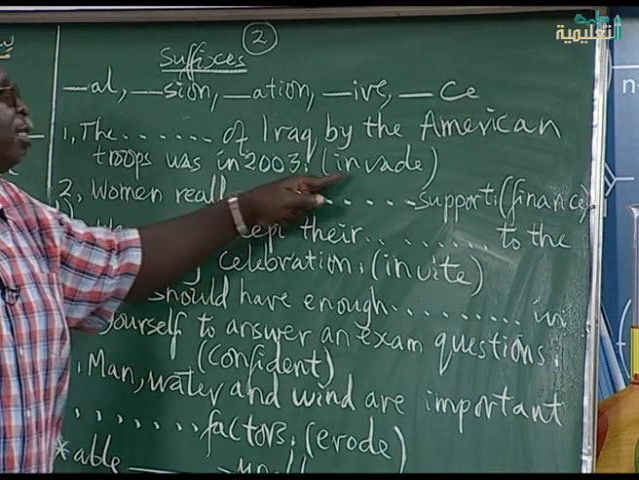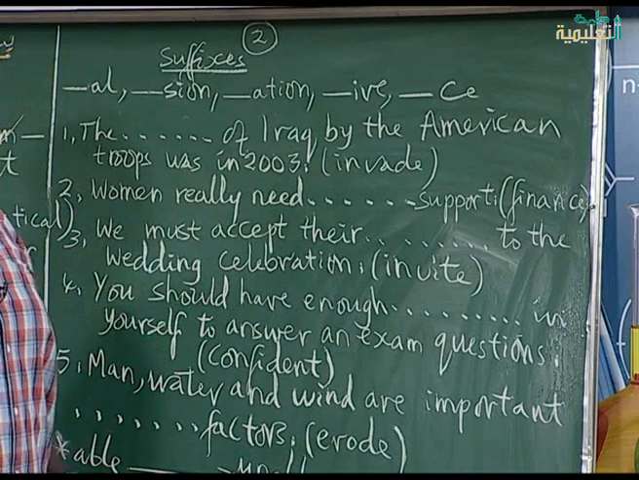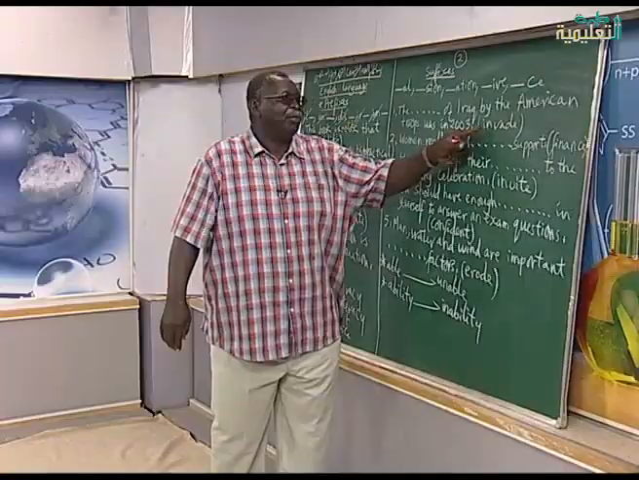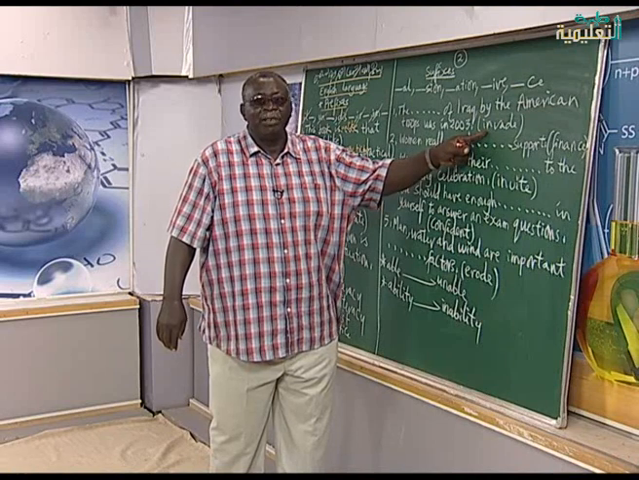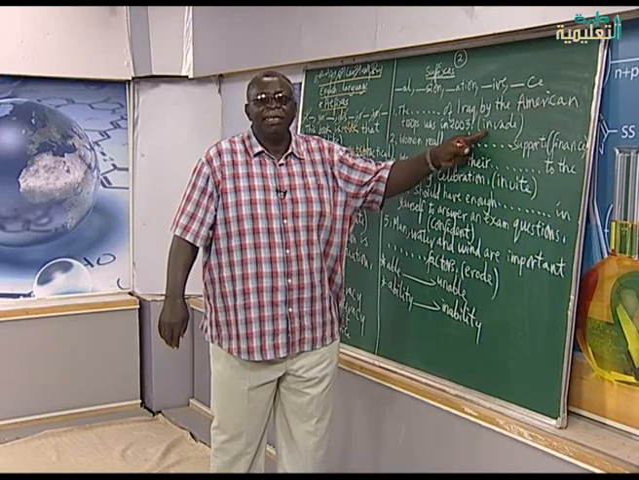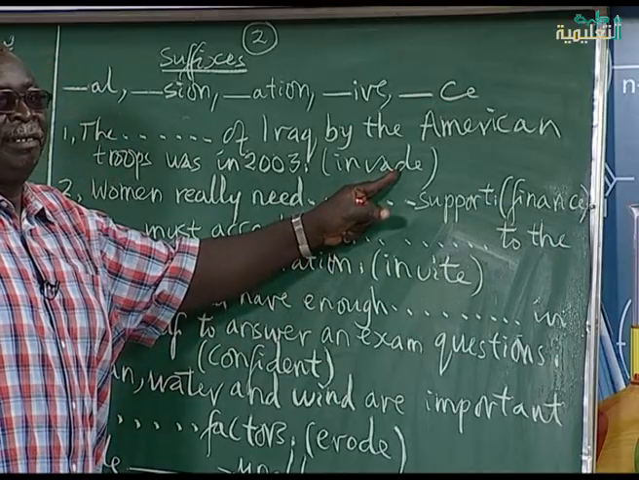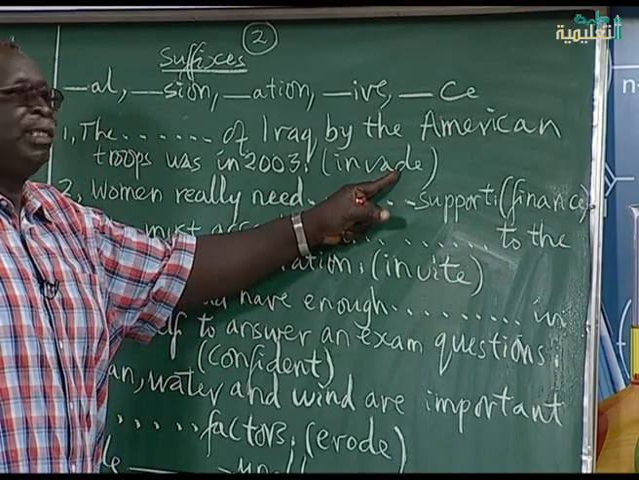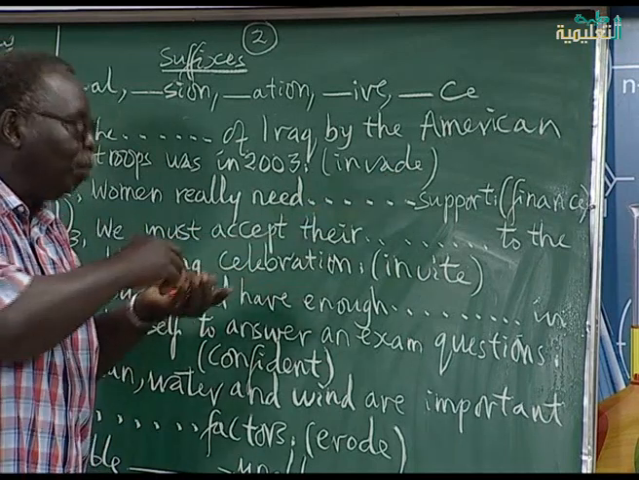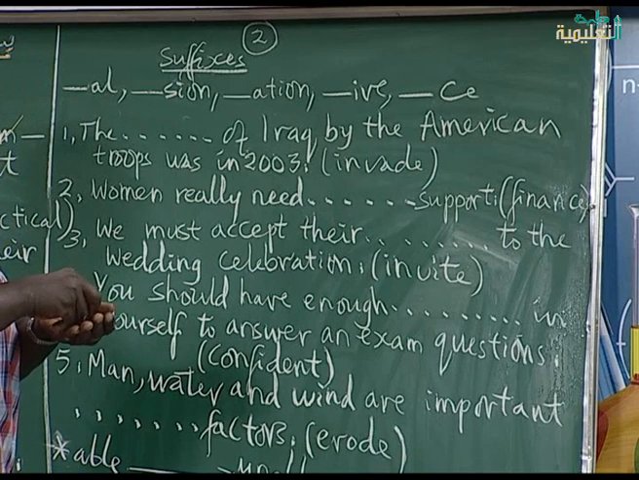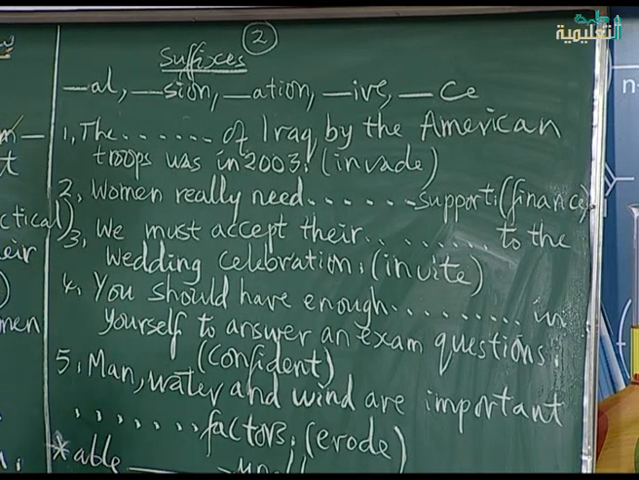Here we want invade to be a noun. It is a verb. It is going to be what? What shall we do in this case? You remember we said that if a verb ending in de or d, and we want to make it a noun, in this case we are going to drop the de and then we add the suffix. You remember? Yeah, we are going to add the suffix sion. So it is going to be invasion.